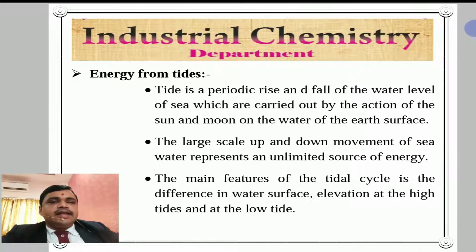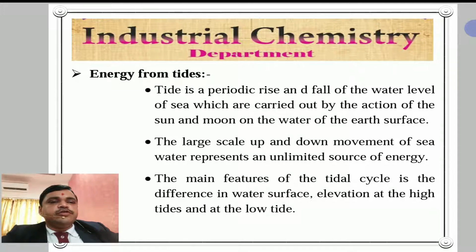Second point, the large scale up and down movement of sea water represents an unlimited source of energy. It is a very important point. And why do we get energy from tides? Because of the large scale up and down movement of sea water. According to the sun's and moon's gravitational force, large scale sea water moves up and down, and this up and down movement has kinetic energy. This kinetic energy we use to generate electric power. So it is very important, and a large scale renewable source.